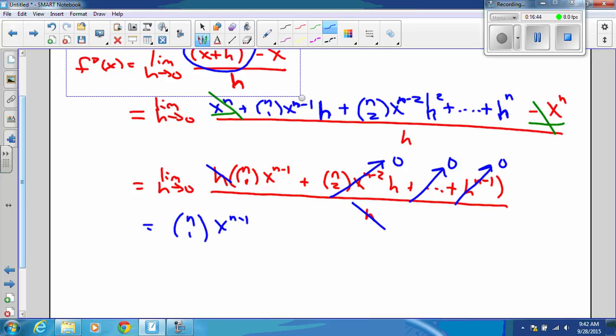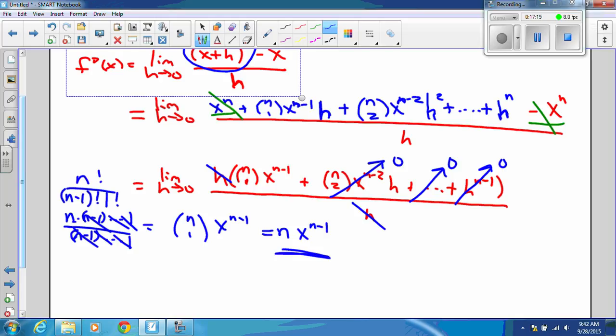But what is n choose 1? First, think about it in terms of combinations. N choose 1 is the number of ways to choose one element out of a set of n. That's clearly n. Or think about it computationally. It's going to be n factorial over n minus 1 factorial times 1 factorial. And n factorial over n minus 1 factorial cancels all these factors except for the factor of n. And there we go. That's it.